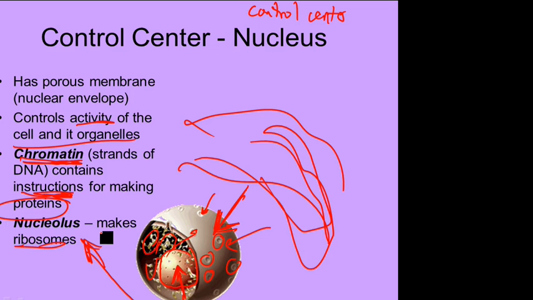Protein is what is used for all of the stuff in the cell. Proteins are what's in the membranes. Protein is what we use to build the other types of organelles. And so they're kind of the bricks we build everything else out of.